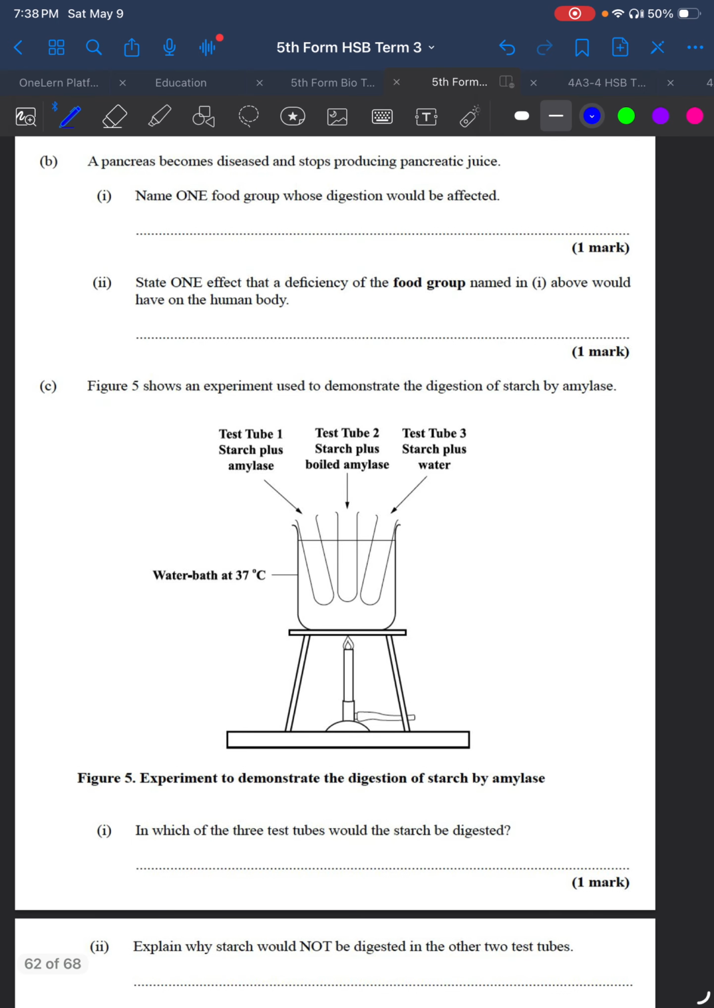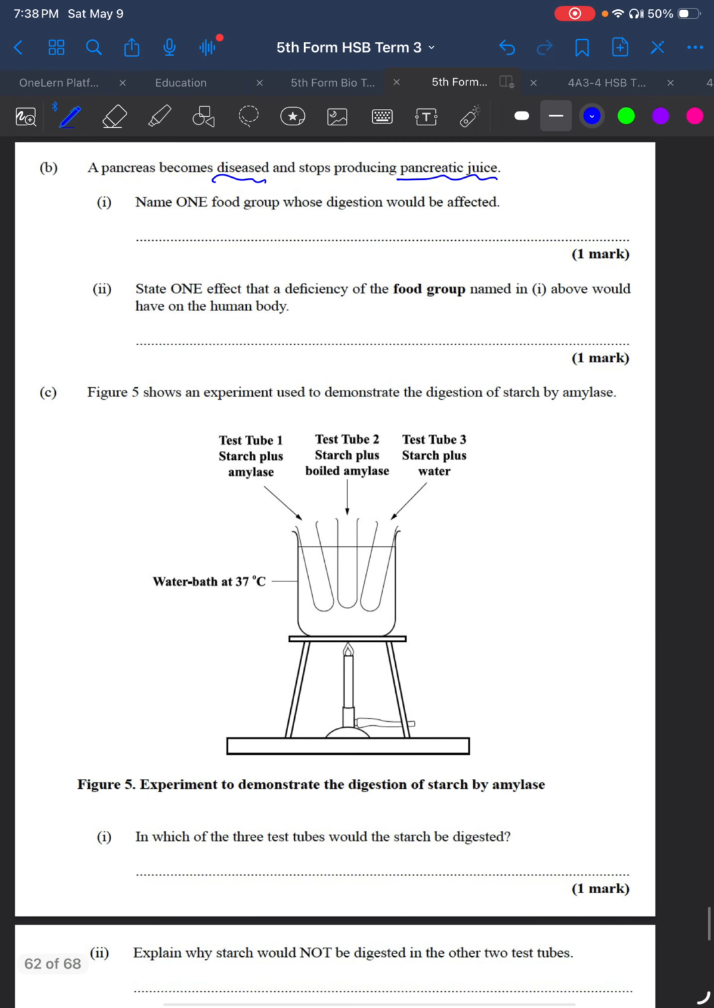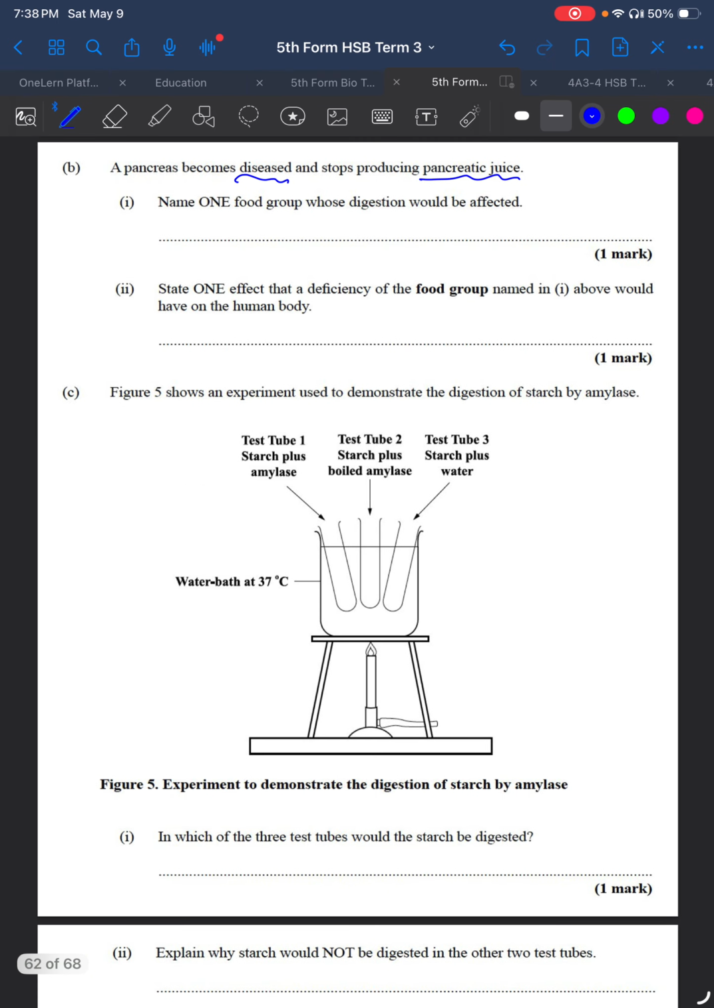This next question: a pancreas becomes diseased and stops producing pancreatic juice. This is from another question, but I put it here because it's really showing you how important the pancreas is in producing these two types of substances. So what's one food group whose digestion would be affected if it stops producing pancreatic juice? Well, you just have to think about what the three things were in the pancreatic juice.